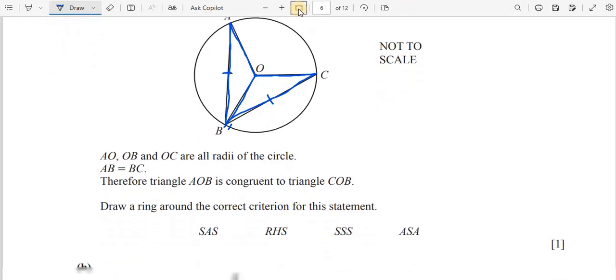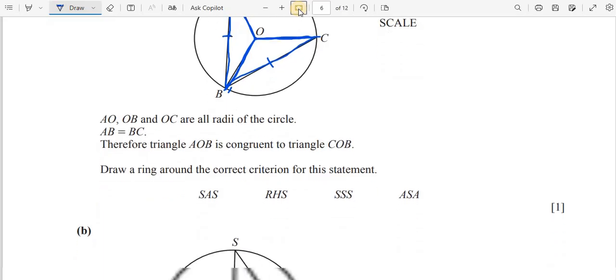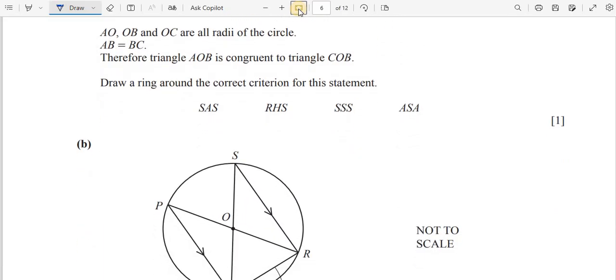The correct criterion is, look here, this is a side. OA is a side, OB is also a side, and OC is also a side. So using the side theorem to prove this triangle congruent, the correct statement is the side congruence theorem.